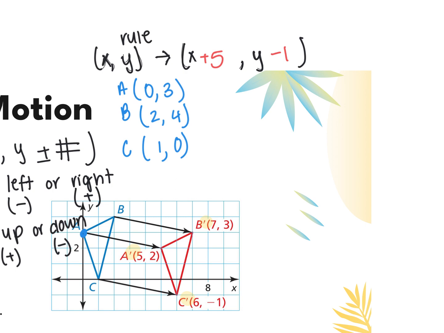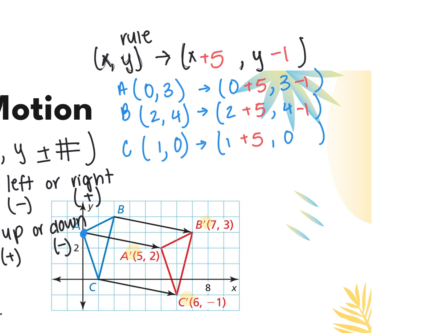This is my rule. So that means in order for me to solve for my new points, I'm going to follow that same rule. I'm going to take the coordinates of my original points, which I have 0, 3, 2, 4, 1, 0, and I'm going to plug in my rule. I'm adding 5 to all my X values, and I'm subtracting 1 from all my Y values. Now I'm solving it for my new image.